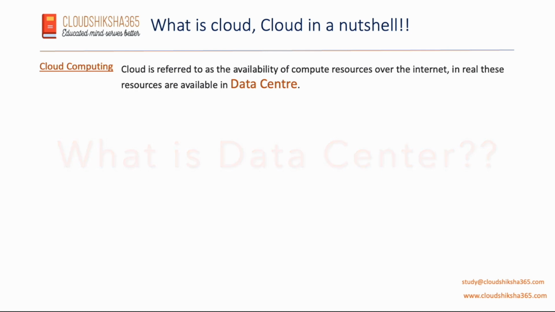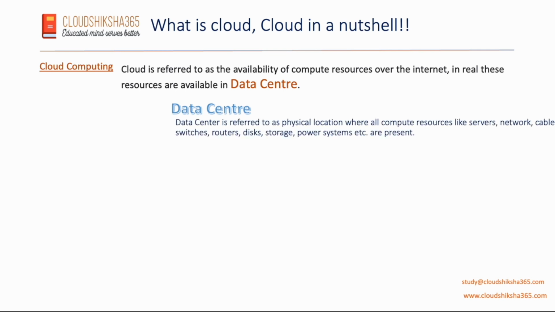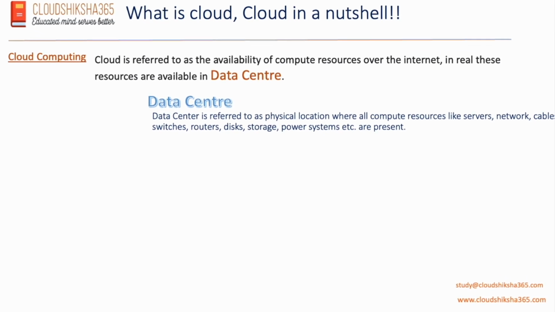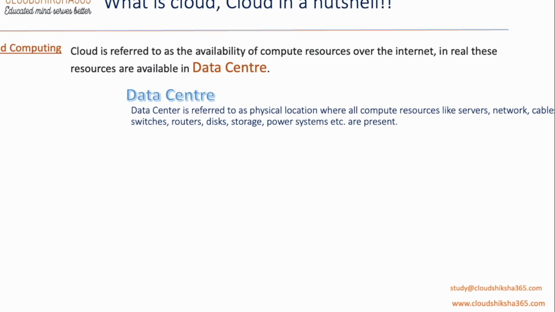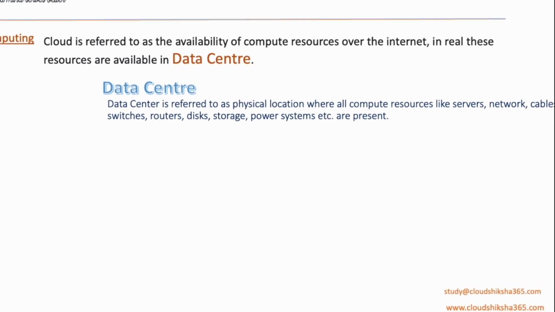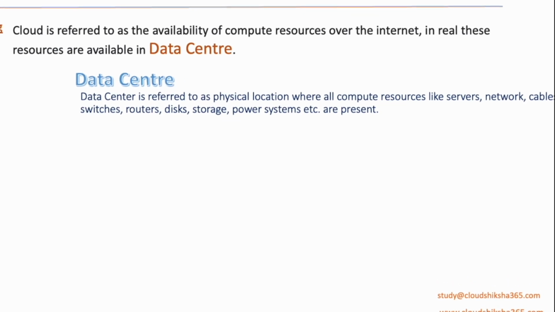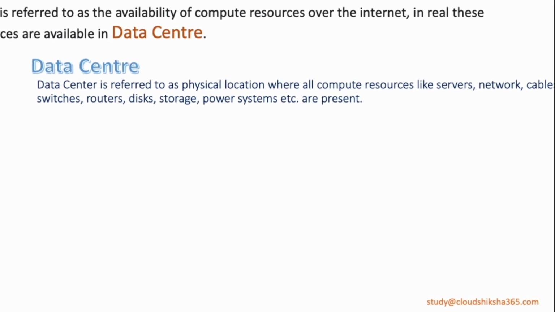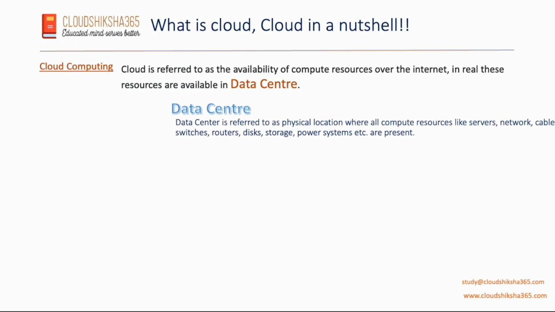Now I used the word data center, so let's discuss a little bit what a data center is. A data center refers to a physical location where all compute resources like servers, network, cables, switches, routers, disk, storage, power, etc. are present in one physical location. It can be a small room or a big building where all these servers are sitting. We call that, in computing language, a data center, where all your assets are sitting.